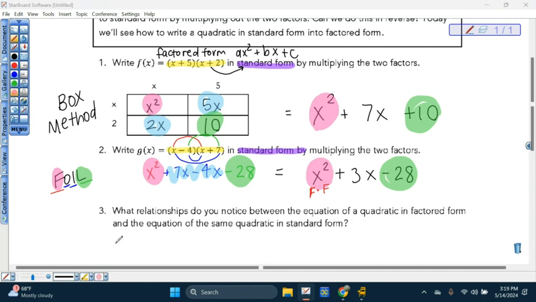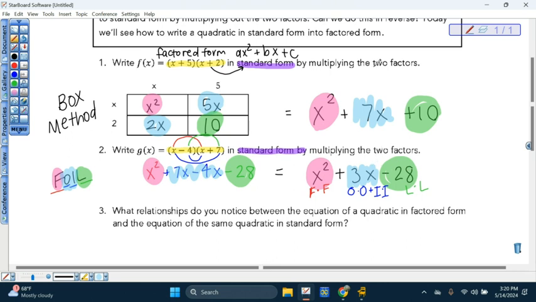And then what about the middle term? The outers and the inners. Outer times outer plus inner times inner. Let's write last times last over here. Okay. My outers and my inners give me the middle term. The first times first gives me this first term, and the last times the last gives me this last term.